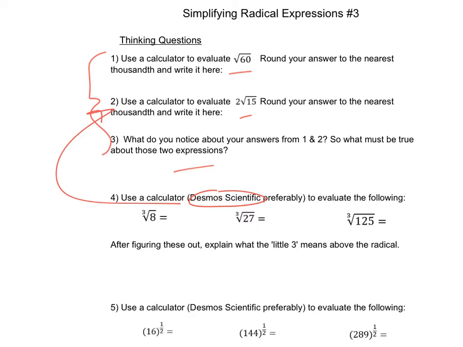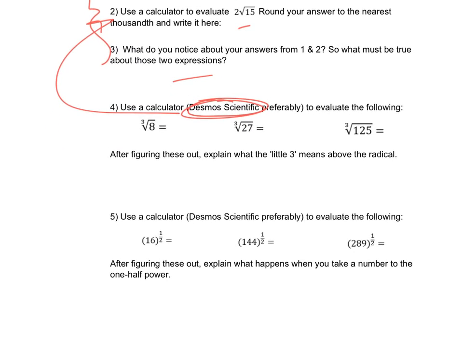So if you weren't already, use that Desmos scientific calculator. It's awesome. Okay, it's really the best calculator I know out there. Okay, it's free and you can use it on your iPad, phone. It's excellent, okay? So use that to help you with 1 and 2, and then like it says also, in 3, obviously you'll answer the question.